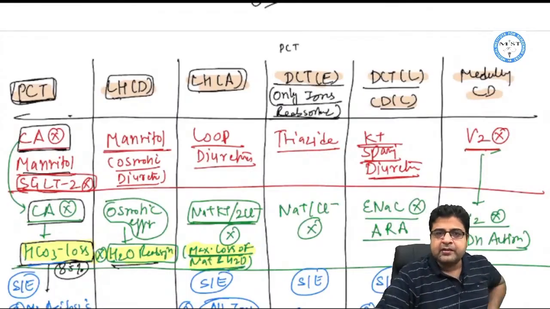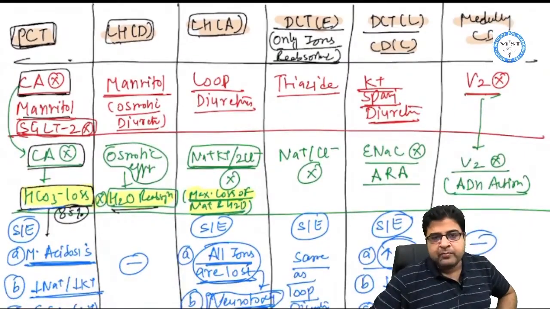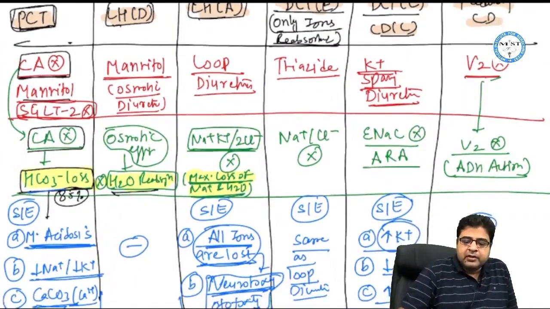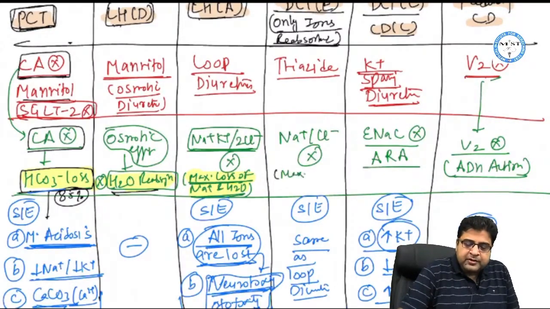So thiazides are the drugs which act over here, and they are inhibitors of the sodium chloride pump. By inhibiting the sodium chloride pump, these medicines cause loss of sodium from the body, but water is not lost. And because only sodium is lost, 5 to 10% of sodium, these medicines have maximum risk of hyponatremia.